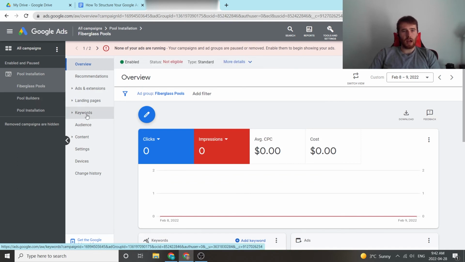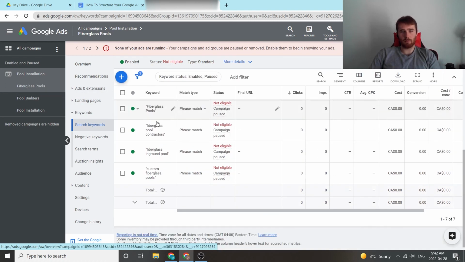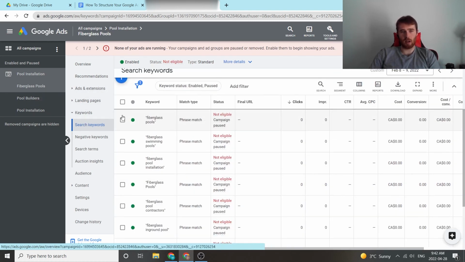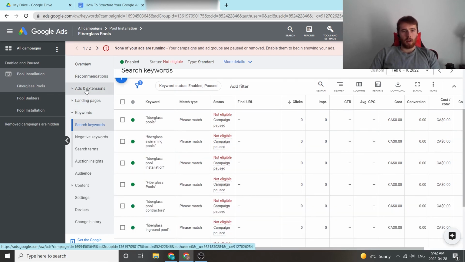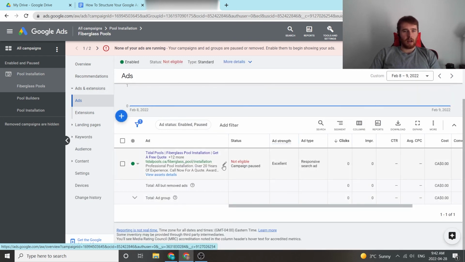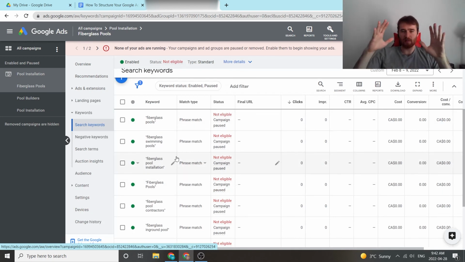Inside each ad group, we have keywords. So as you can see in the fiberglass pool ad group, we have fiberglass pool keywords, fiberglass swimming pools, fiberglass pool installation. This is all very tightly themed. Contractors, I might even put that under its own ad group for contractors instead of the fiberglass one. Another thing is the actual ad. So I only did one ad here, but fiberglass pool installation is under the fiberglass pool ad group in the pool installation campaign, and it's targeting keywords that are fiberglass pools. So everything is very tightly themed.